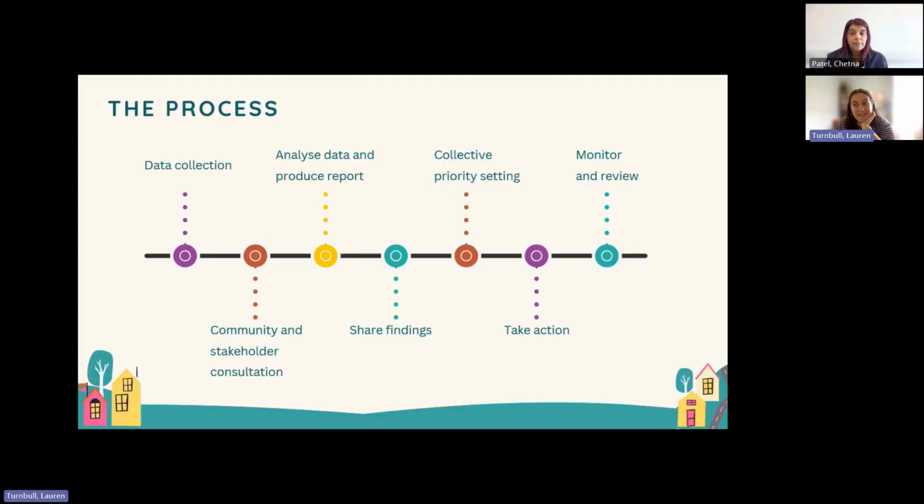And we're just moving into this middle stage, which is sharing the findings. So going out and talking to partners like everybody here today about what it is that we found in these assessments, so we can start to think about what the next steps are. That would then move into collective priority setting, so thinking about how what we found can influence the work that we do going forward as partners across these localities, and then take action and monitor and view the outcomes of those.